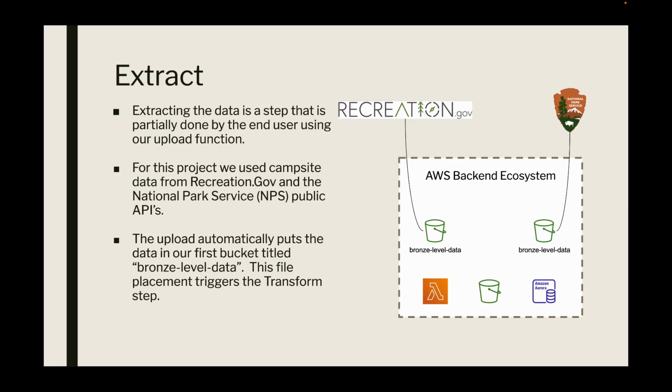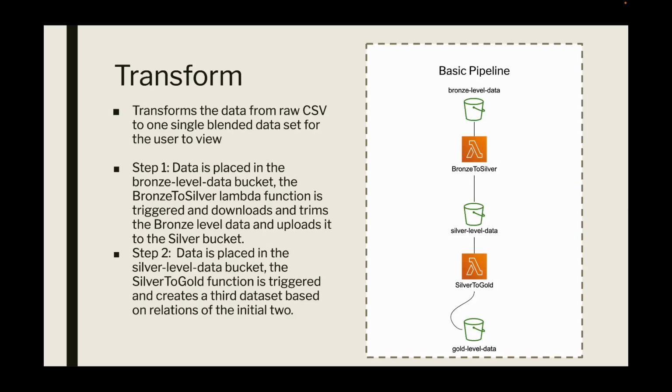The process we just saw is known as the extract, transform, and load pipeline. We start by extracting the data and uploading it to the Amazon S3 buckets. In our case, we are using open source campsite data from recreation.gov and nps.gov. In the transform step, we're actually manipulating the data.